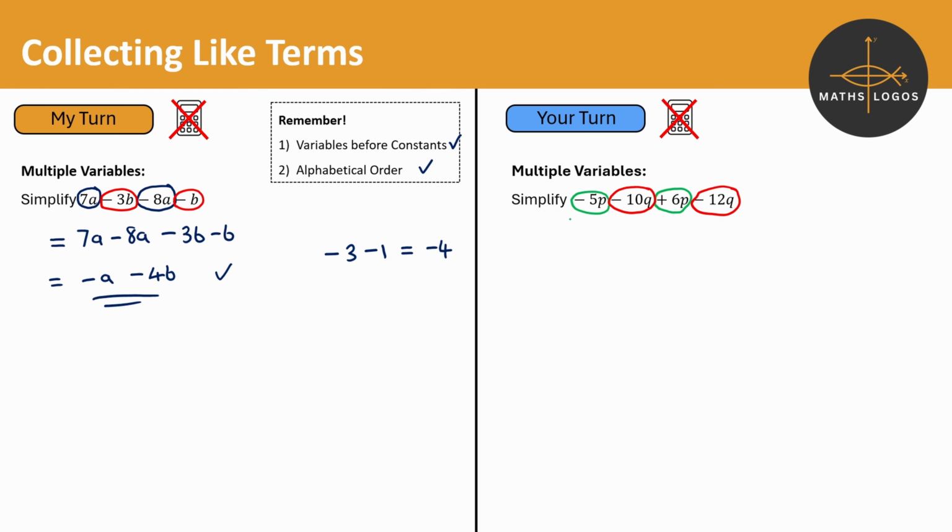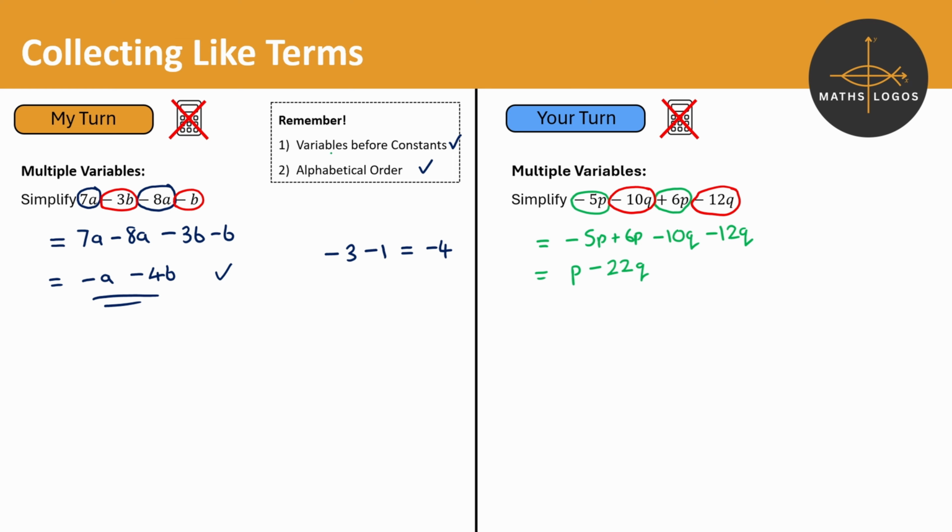Then what I'll do is I'll write my like terms beside each other so I can collect them together. If you're happy skipping right to the answer at this point, then that's okay. So what I'll do is I'll write negative 5p, add 6p, and then negative 10q, subtract 12q like that. Okay. Negative 5p, add 6p takes me to 1p. I don't need to write the coefficient in that case. Negative 10q, subtract 12q takes me to negative 22q.